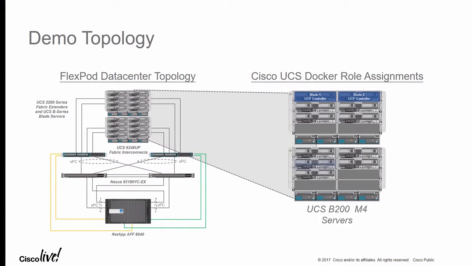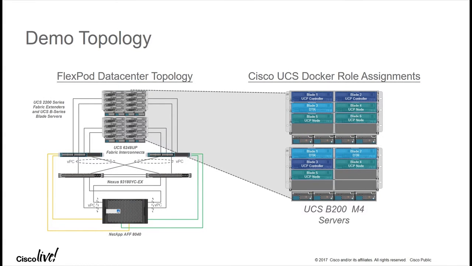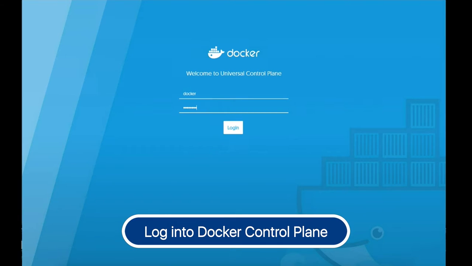For this demonstration, we will use a FlexPod Data Center consisting of 9 B200 servers. As illustrated, each of these servers has an assigned Docker role. Log into the Docker Universal Control Plane, or UCP. The UCP dashboard allows administrators to monitor and configure Docker nodes, services, and container resources of the cluster.